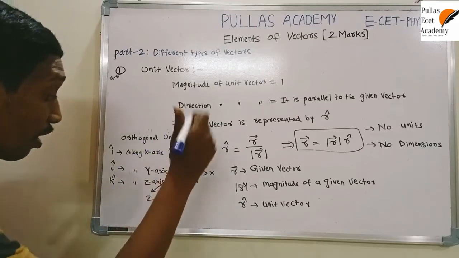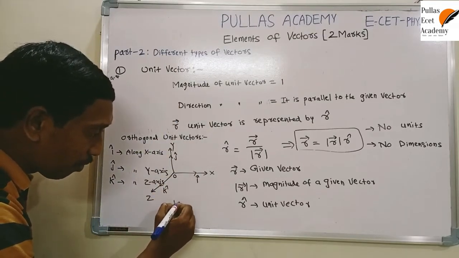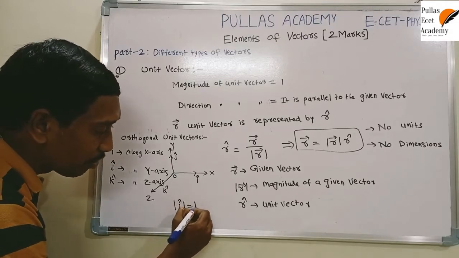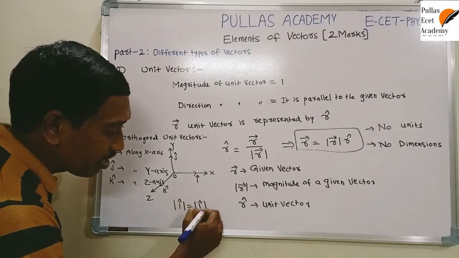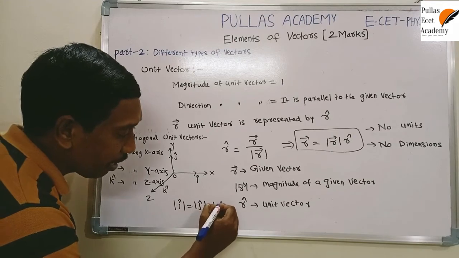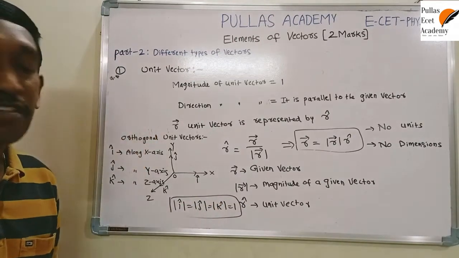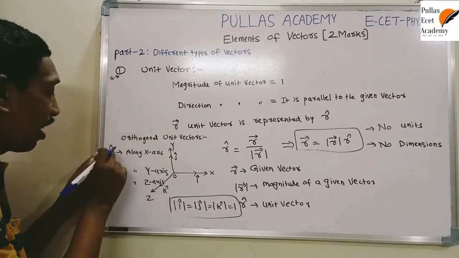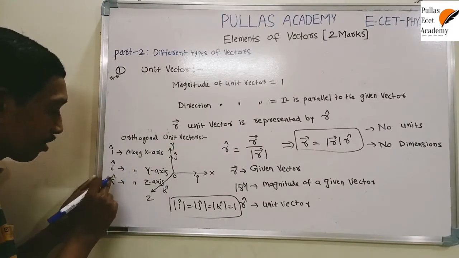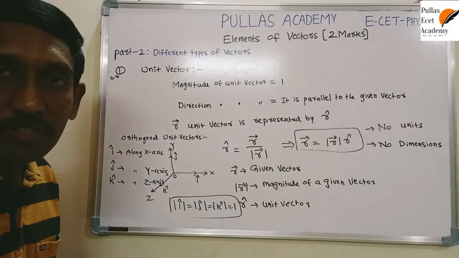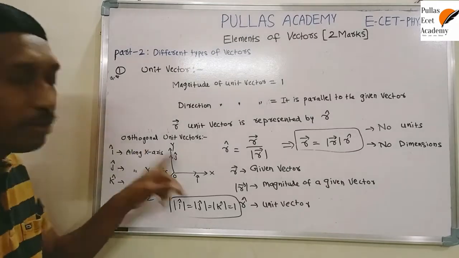One more important point here: modulus of i cap is always equal to modulus of j cap, which is equal to modulus of k cap, and that is always equal to 1, because the magnitudes of all these vectors are the same. What is the difference here? The i cap magnitude, j cap magnitude and k cap magnitude are the same. There is no difference because these are all unit vectors.